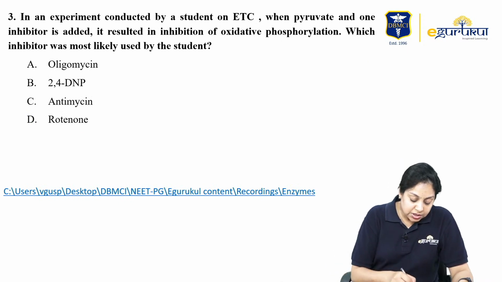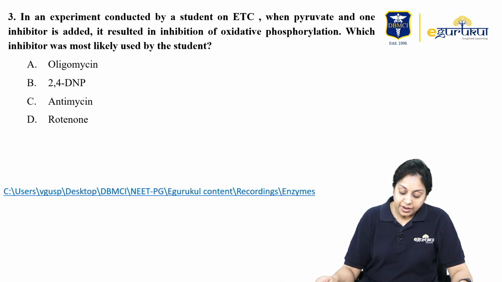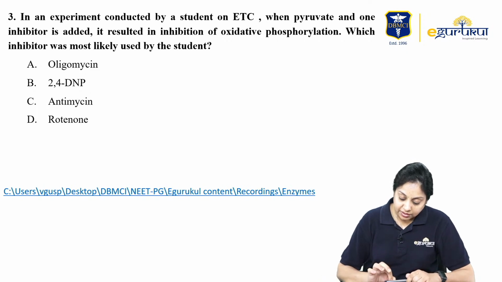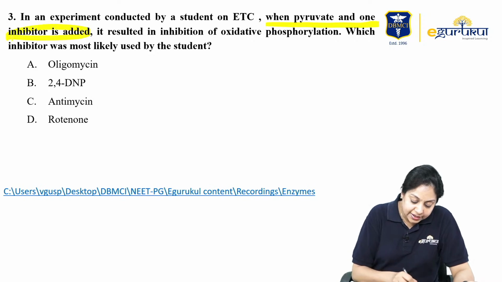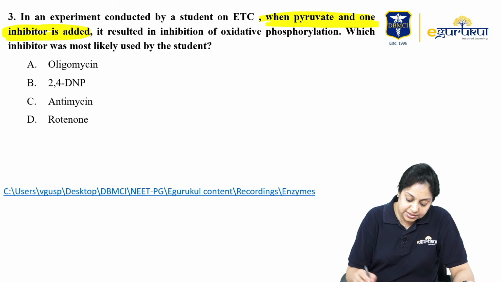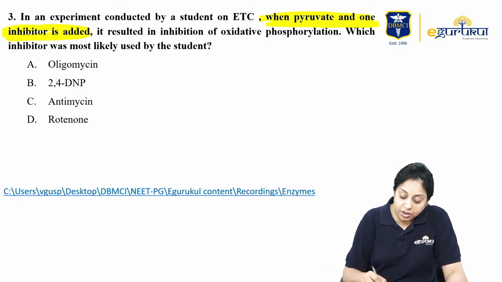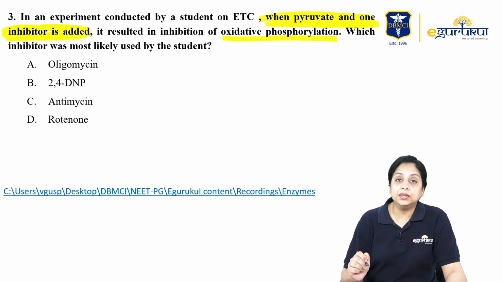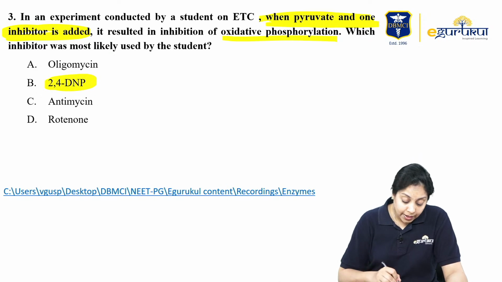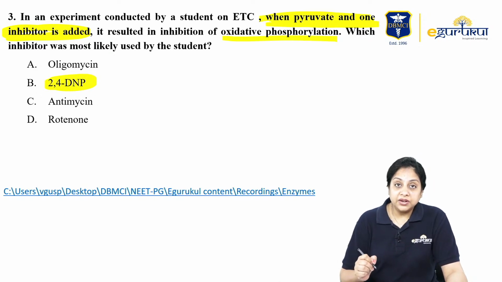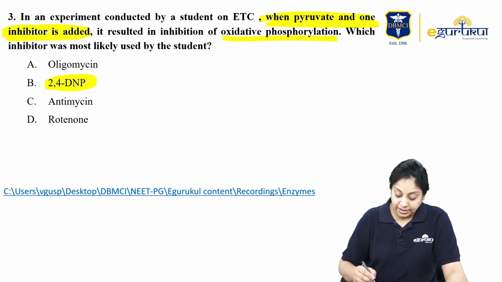Now the next question is question number 3. In an experiment conducted by a student on the electron transport chain, pyruvate and one inhibitor are added, and it resulted in the inhibition of oxidative phosphorylation. Which inhibitor was most likely used by the student? Oligomycin, 2,4-dinitrophenol, that is another very important one, antimycin and rotenone, right? Rotenone is a fish poison. So which one is going to inhibit oxidative phosphorylation, right?